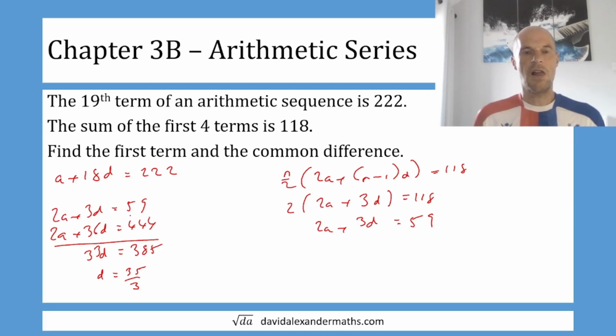There we go. And now I can work out what a is by multiplying that by 18 and subtracting it from 222. So therefore a is 12. I'd probably go back and double check that because I'm always a bit suspicious when d is not a whole number. There's no reason why it can't be, of course. So let's just assume that that is correct.